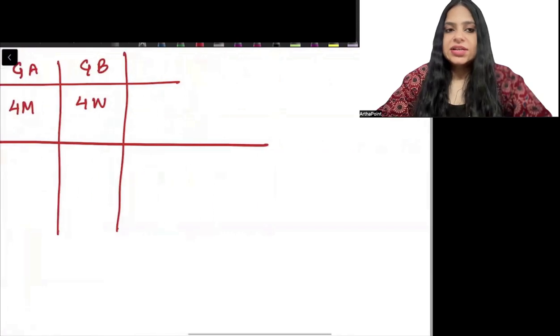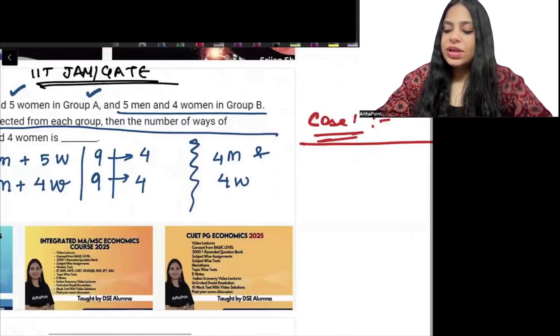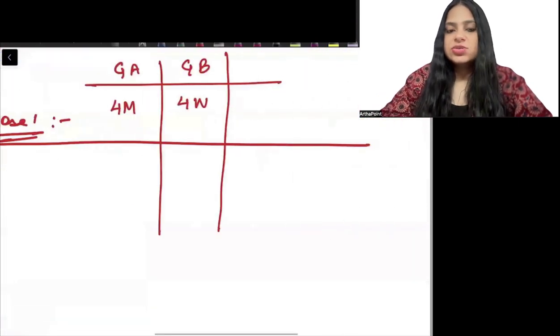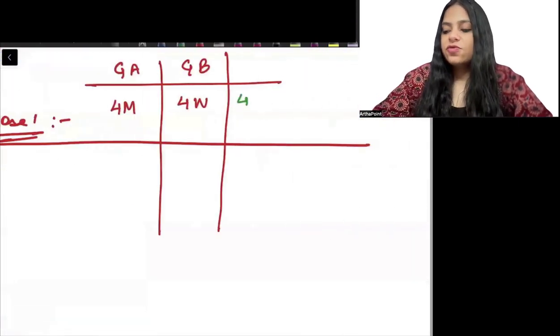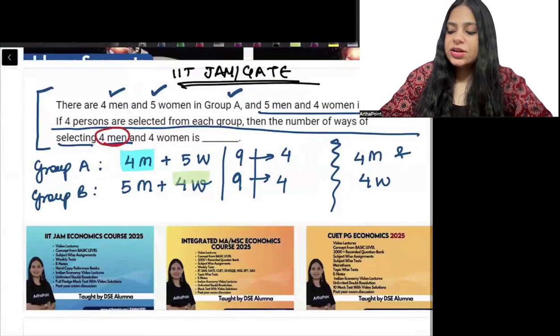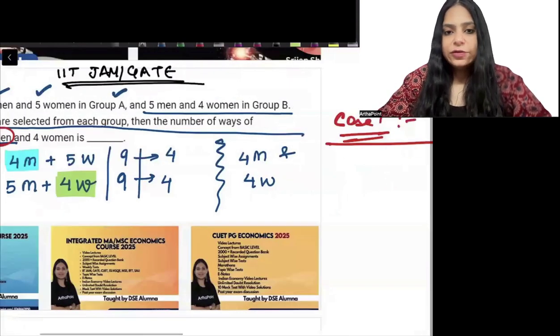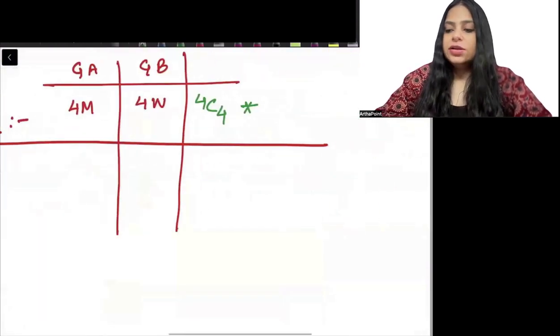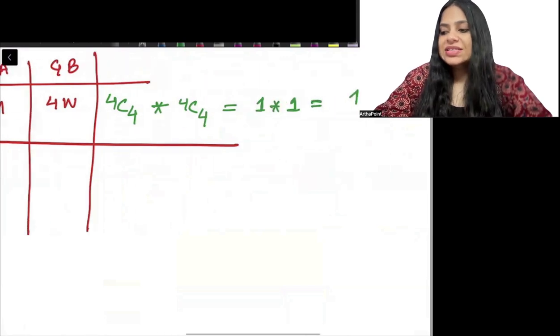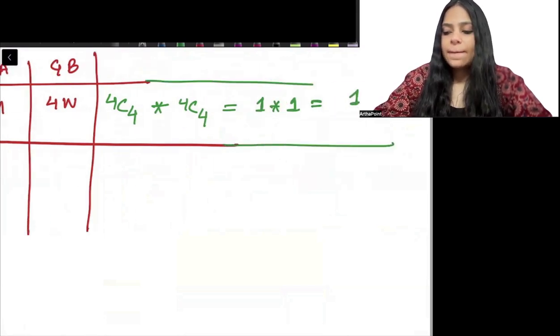Now try to understand this thing. How many men are there in group A, beta? There are 4 men. I need 4 men. I need to select 4 men. So it can be done in 4C4 ways. How many women are there, beta, in group B? In group B, there are 4 women. And I need 4 women. So it can be done in 4C4 ways. So 4C4 is 1, into 1. That means this can be done in exactly 1 way.